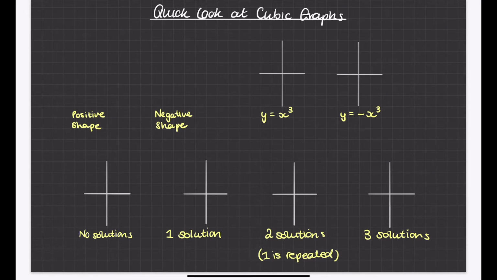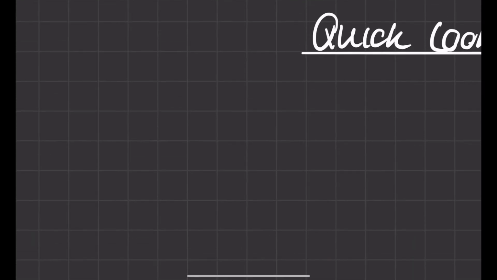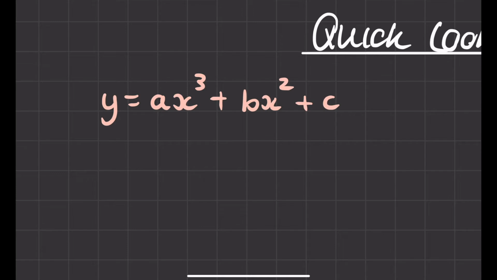Let's take a quick look at cubic graphs. So a cubic graph is anything that can be written in the form y equals ax cubed plus bx squared plus cx plus d. Now what we're really interested in here is the highest power of x, and we can see here the highest power of x is a 3. So that means it's a cubic graph.